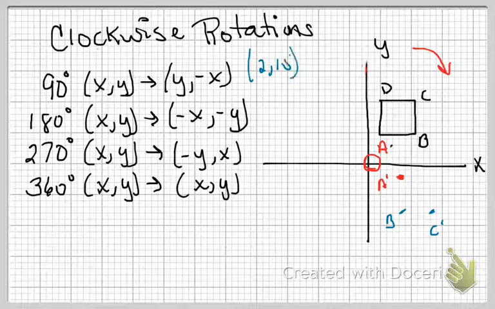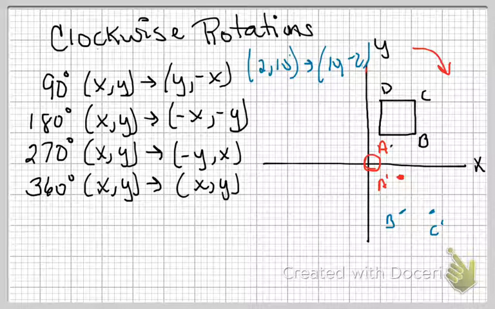2 and 10, and then reverse would be 10, negative 2. And so if I do 10, negative 2, that means I go over 10, but I go down 2, and it's right there. And that's D prime.